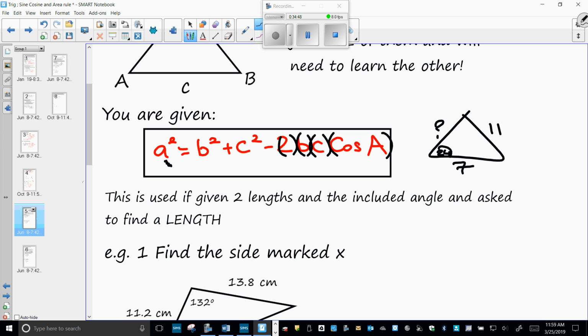Wait, no, we were only given one. Oh, we were given all three. We were given more information.